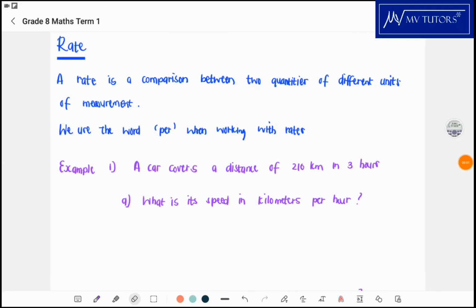Still on the topic of whole numbers, we're going to look at the topic of rate. A rate is a comparison between two quantities of different units of measurement. We use the word per when working with rates. When it says we are comparing two quantities of different units, sometimes you might think, what relationship does time have with distance, for one, which we're going to cover right now?